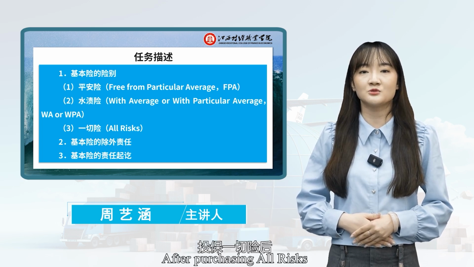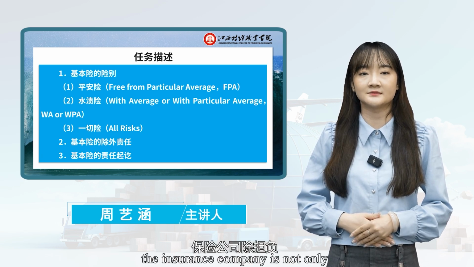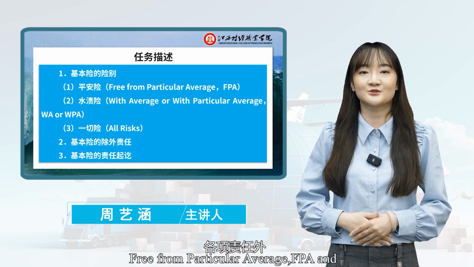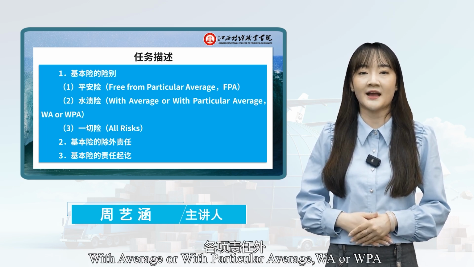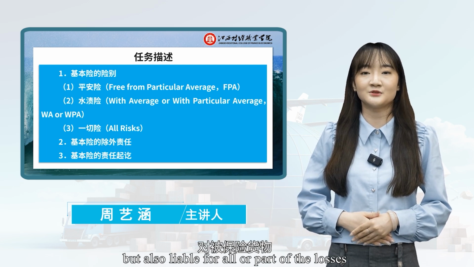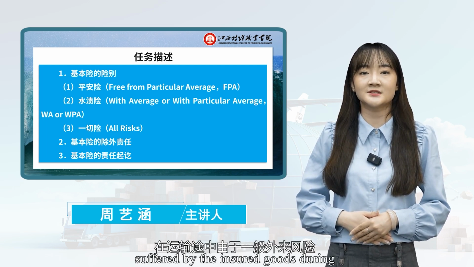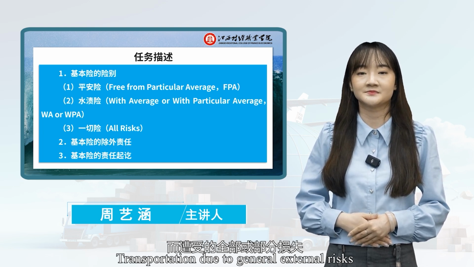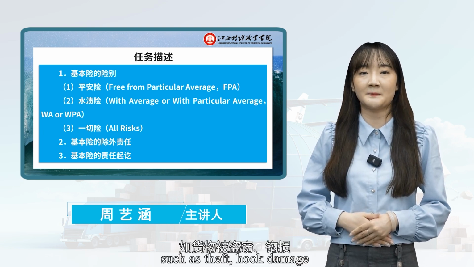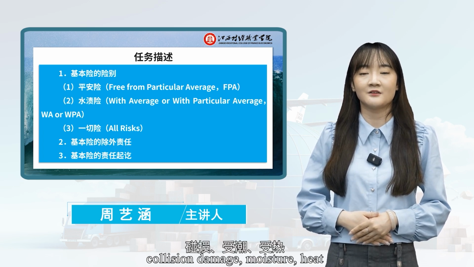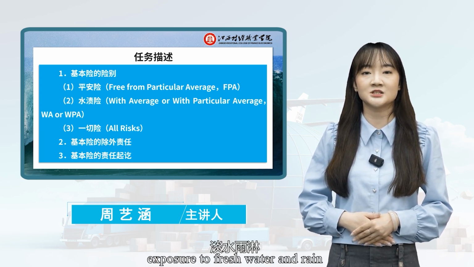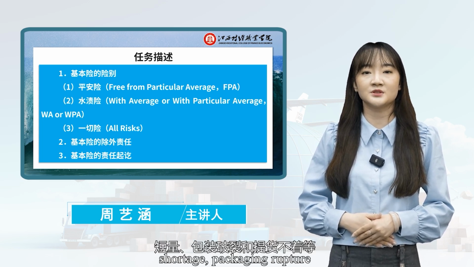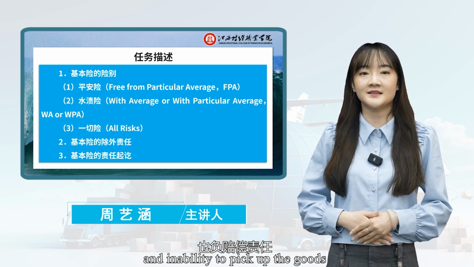After purchasing all risk insurance, the insurance company is not only responsible for the various liabilities of Ping An insurance and water damage insurance, but also liable for all or part of the losses suffered by the insured goods during transportation due to general external risks, such as theft, hook damage, collision damage, moisture, heat, exposure to fresh water and rain, shortage, package rupture, and inability to pick up the goods.